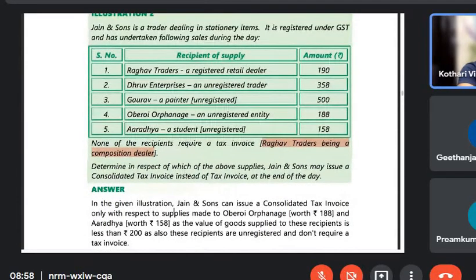Now here, since Raghav is a registered dealer, he cannot issue a consolidated tax invoice. Consolidated tax invoice can be issued only in case of unregistered traders. Dhruv Enterprises, unregistered trader, 359. Again here also, it cannot form part of consolidated tax invoice. Why? Because the value is more than 200 rupees. Gaurav, a painter. Again here also, more than 200 rupees. Tax invoice should be issued. He cannot issue the consolidated tax invoice because more than 200. Here less than 200, 188 and 158 are less than 200, both unregistered, so consolidated can be issued.